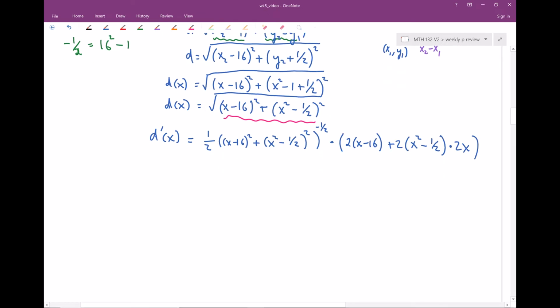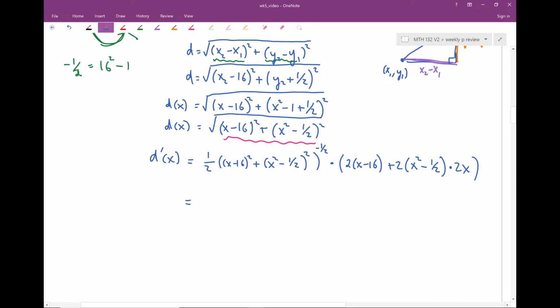All right, now let's go ahead and do a little bit of simplification to look at this thing. So, when I have something raised to the negative 1/2 power, that's going to push that into the denominator here. And this looks like the distance function right here. So this is going to be x plus 6 squared times x squared minus 1/2 squared, because again, I left the inside alone. And then multiplied by, let's try to simplify this as much as possible. So this is 2x minus 32.